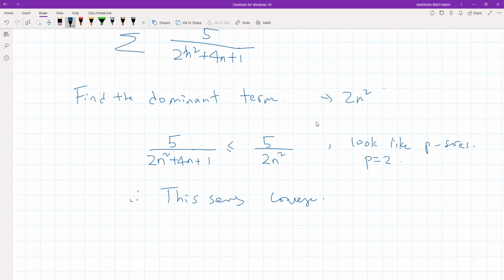Okay, let's see one last example. Today we only do the comparison test. Okay, let's see an example, until we're sick of it. Okay, let's see the series of 1 over (1 plus 1 over n) to the power of n squared.